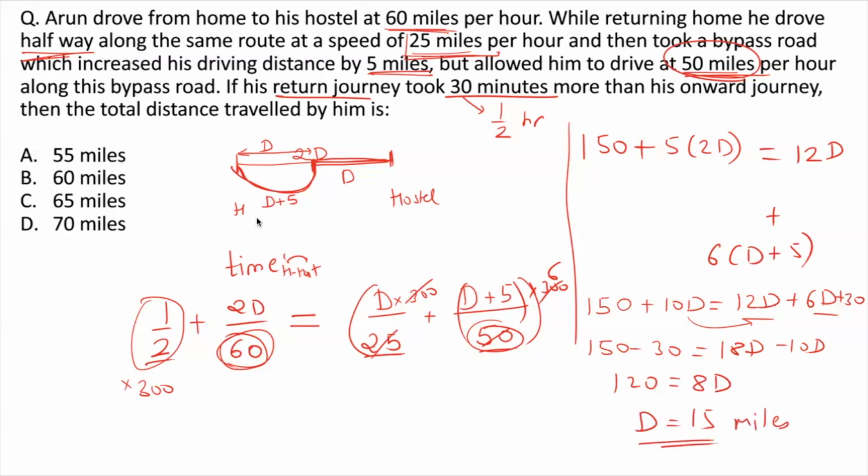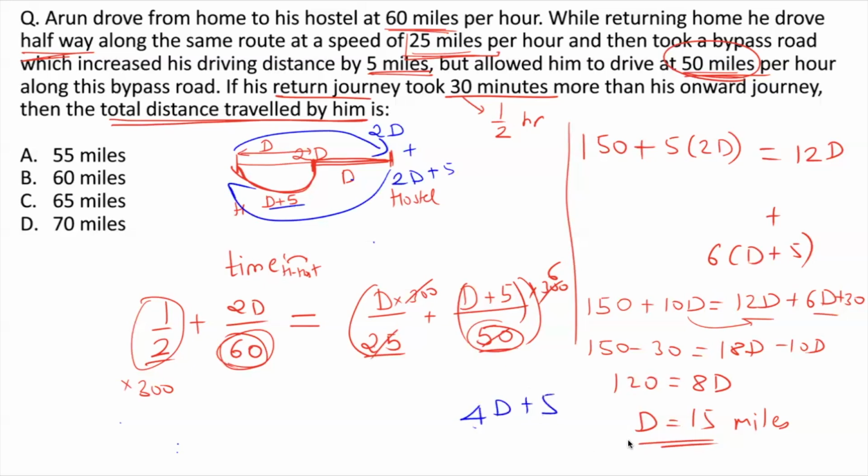That does not match with any of the options. It should not, and it will not, obviously, because they have asked the total distance traveled by him. So the total distance traveled by him was the onward journey 2d, and the return journey is d plus d plus 5, that is 2d plus 5. That means the answer we need to find out is 2d plus 2d plus 5, and that is 4d plus 5. Plug in the value of d as 15 here. 4 into 15 will be 60 plus 5. The correct answer to your question is 65 miles, and that is the C option.